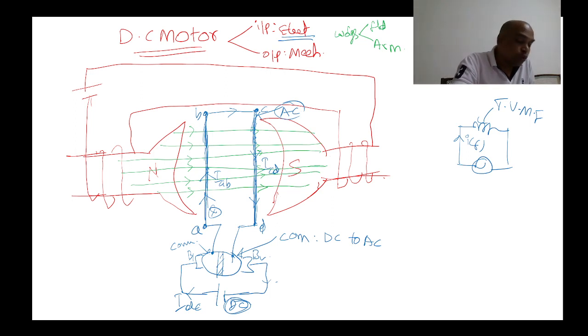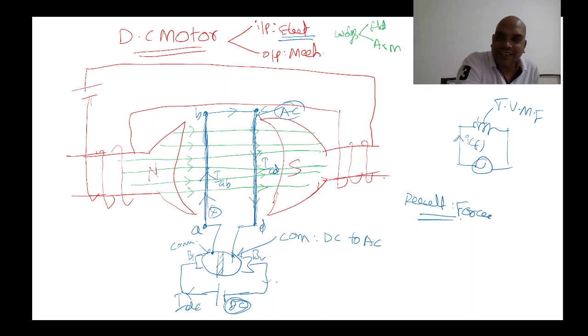So here two magnetic fields are available. One is a constant magnetic field, that is due to the field winding, and due to the armature winding, a time varying magnetic field is available. So due to interaction of these two magnetic fields, what happened? Force will be developed. So what is the resultant? Resultant is force.